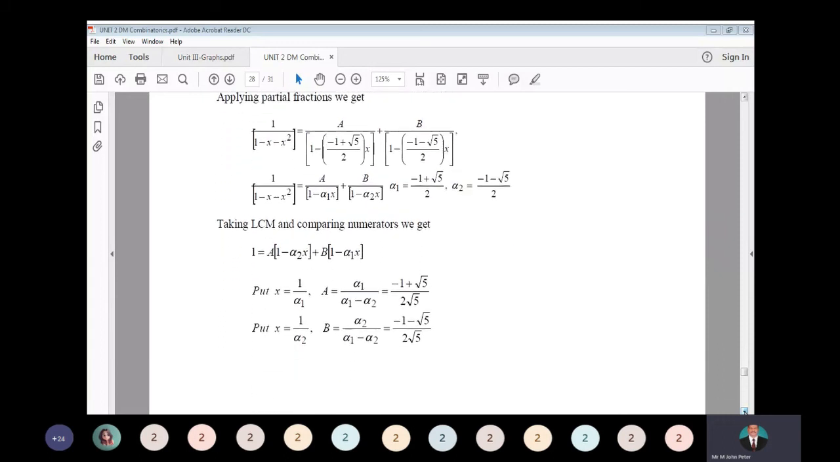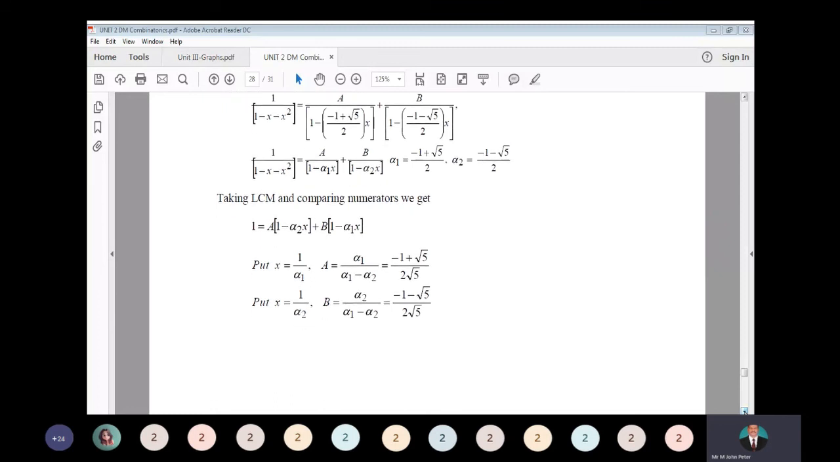So taking LCM and comparing, you will get 1 equal to a into 1 minus alpha 2 x plus b into 1 minus alpha 1 x. Substitute x equal to 1 by alpha 1, you will get a equal to alpha 1 divided by alpha 1 minus alpha 2. Substitute the constants, you will get minus 1 plus root 5 divided by 2 root 5. Alpha 1 is minus 1 plus root 5 by 2, replace that value and simplify. Alpha 2 is minus 1 minus root 5 by 2. Simplify. So b is equal to minus 1 minus root 5 by 2 root 5.